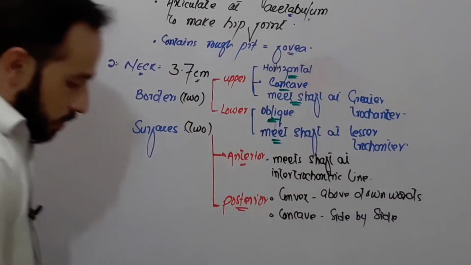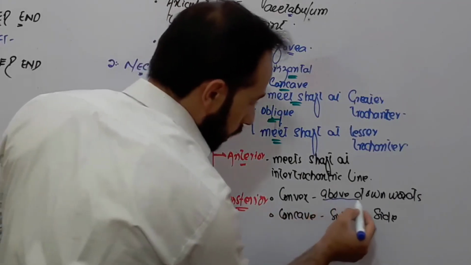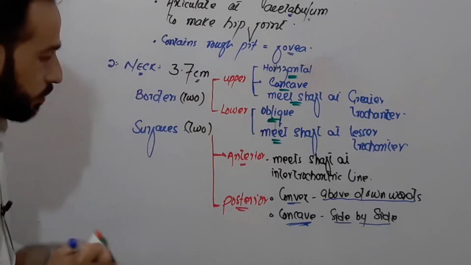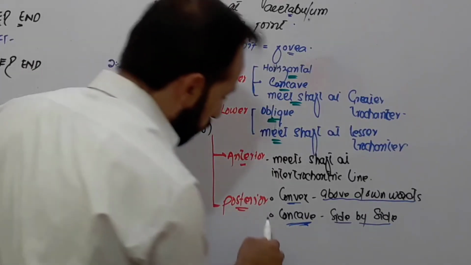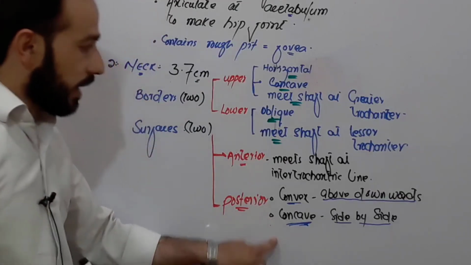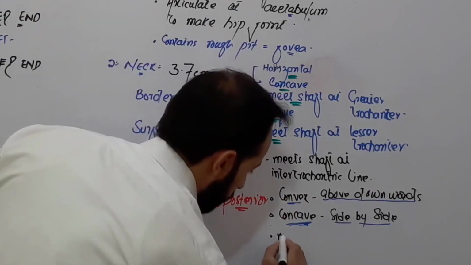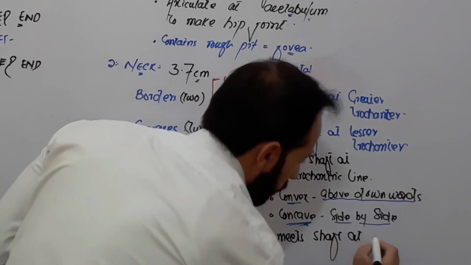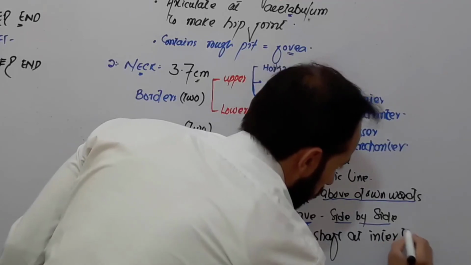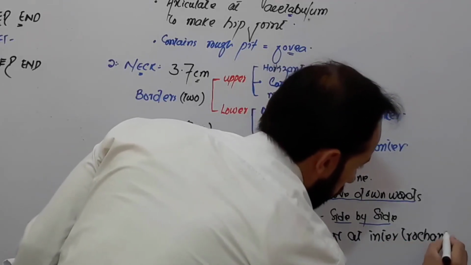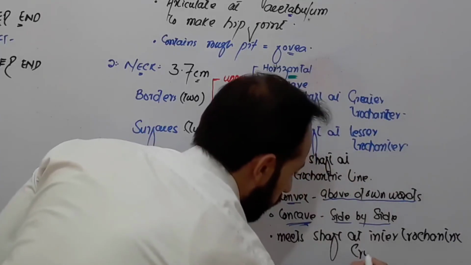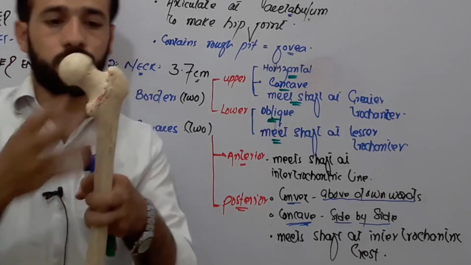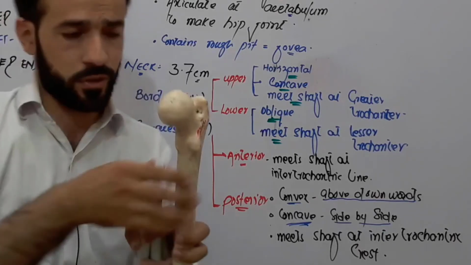Right. So above downward it is convex and side by side it is concave. I will show you in the video. And then we say that it meets the shaft of the bone at the intertrochanteric crest. It meets the shaft at intertrochanteric crest. Right, friends, you just write the theory here, then we will go for the practical video, and I will show every point in this video.